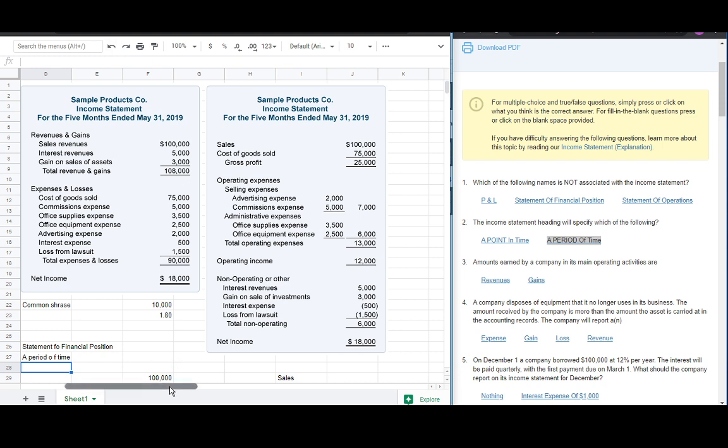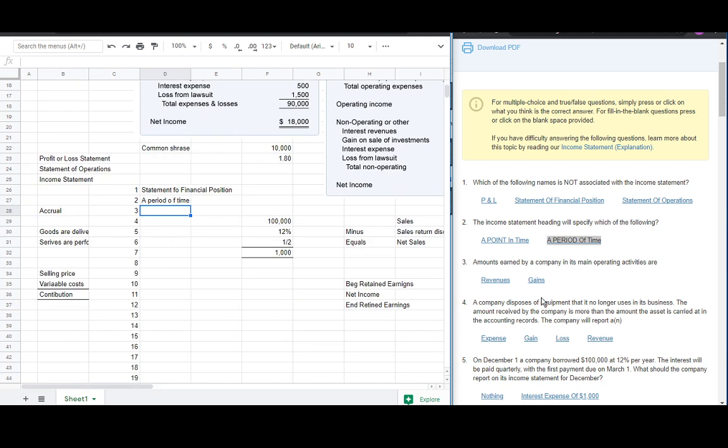So let's go back. Number 3, the amounts earned by company in its main operating activities, and take note of the main. Pag main revenues, pag unusual, it is gains. Number 4, a company disposes equipment that it no longer uses in its business. So this is a gain. Yan. Yun yung madalas na gain or loss, yung pag nagbenta ng equipment or pag bumili. Kasi unusual siya, minsan lang siya mangyari. Yan. So take note that the amount received is more than the asset carried. So it must be a gain.